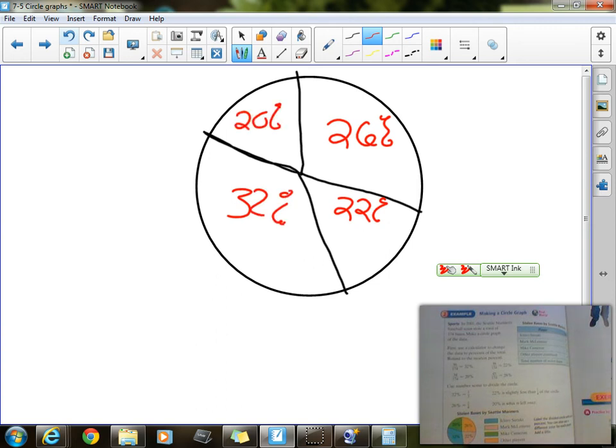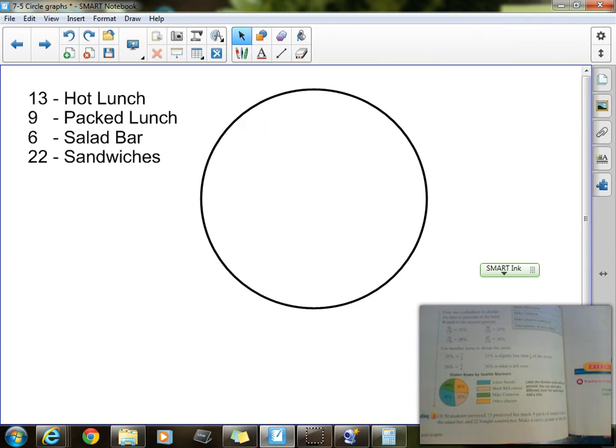Now, once again, ladies and gentlemen, I do want to emphasize this is not exact. It is simply estimating. We just have to get pretty close to it. Does that make sense? All right, then.